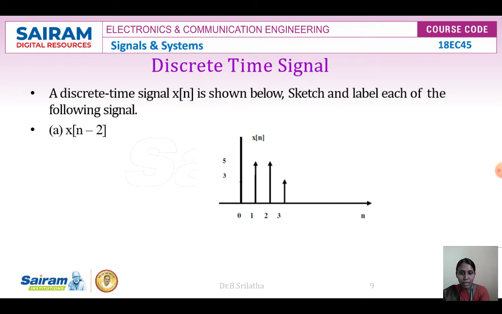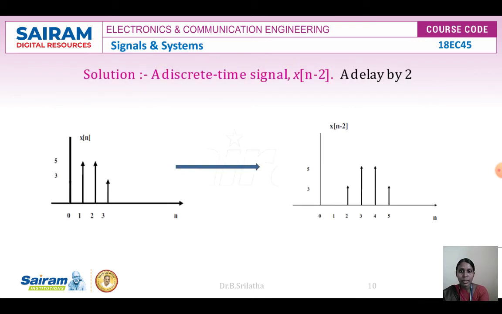So initially where is it? It is from 1. So 1 is shifted to 3, so it should start from here. Everything is shifting. So 3 goes to 5, 2 goes to 2 plus 2, 4, and then 1 goes to 3. See, now you can say the discrete time signal x of n minus 2 is nothing but the original delayed by 2.